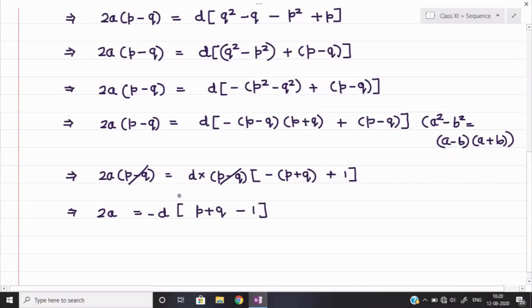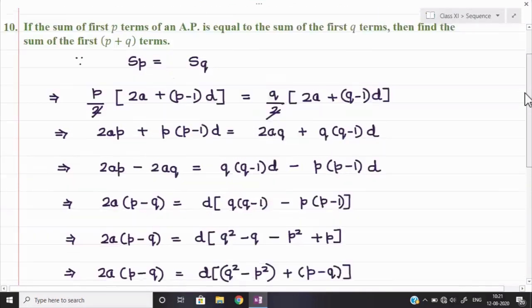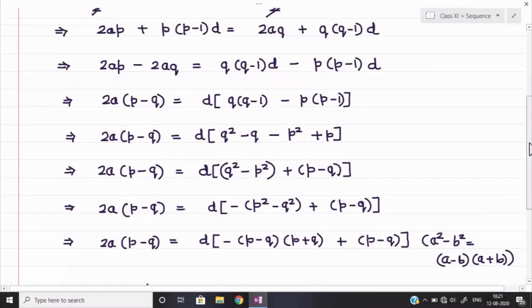And the whole term of the right hand side I am shifting onto the left hand side. The term on the right hand side is actually negative, so it will become positive. This will be 2a plus d into the bracket (p plus q minus 1) is equal to 0. This is my equation number 1. We have not given any equation number up till now, so yes, we can say that is our equation number 1.